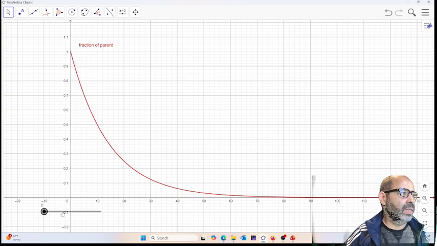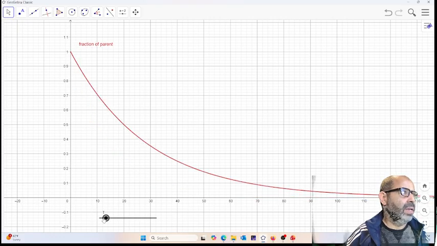T equals 10. This is T, okay? So in this case, its value is 10. If I move it to 20, then in this case, after 20 years, it drops by half. So what happened after 40 years? It drops by another half of half, which is a quarter. What happened after 60 years?